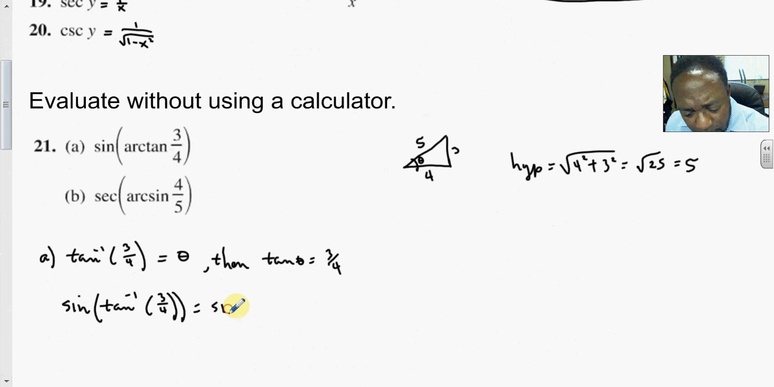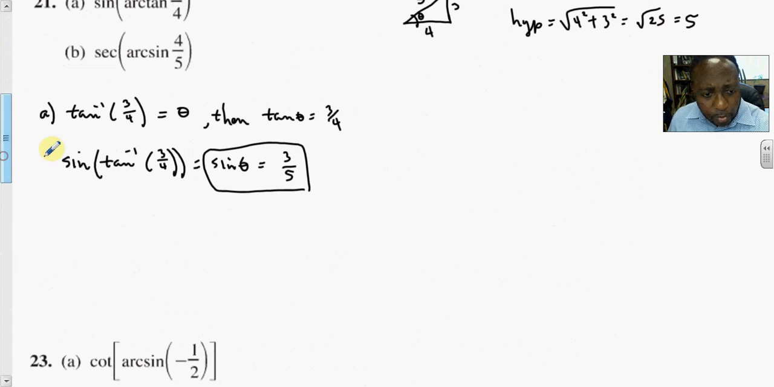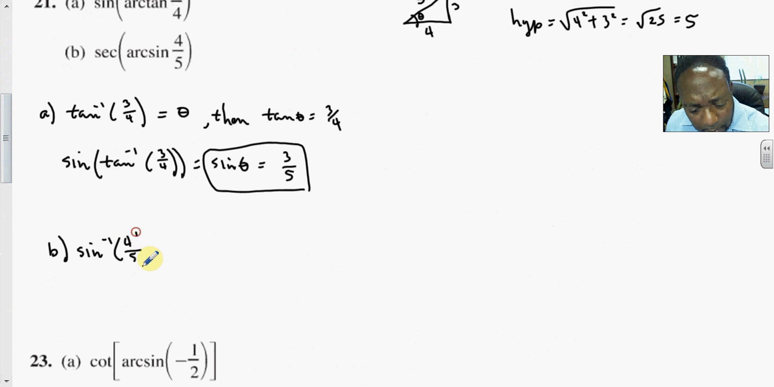This is the sine of theta. And the sine of theta is 3 over 5. What about part B? So part B, we want to first find sine inverse of 4 over 5.